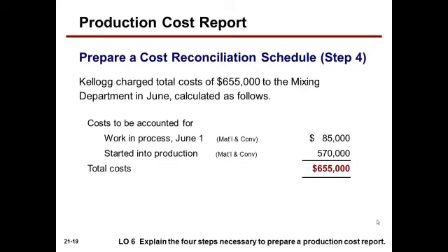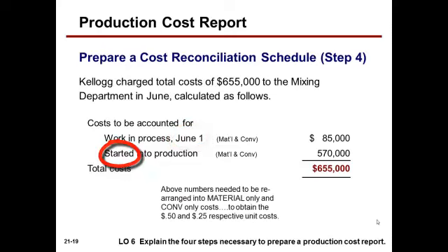The total costs were $655,000, prior period holdover dollars plus current costs associated to newly started units. The above numbers just need to be rearranged into materials only and conversion costs only to obtain the 50 cents and 25 cents respective unit costs.